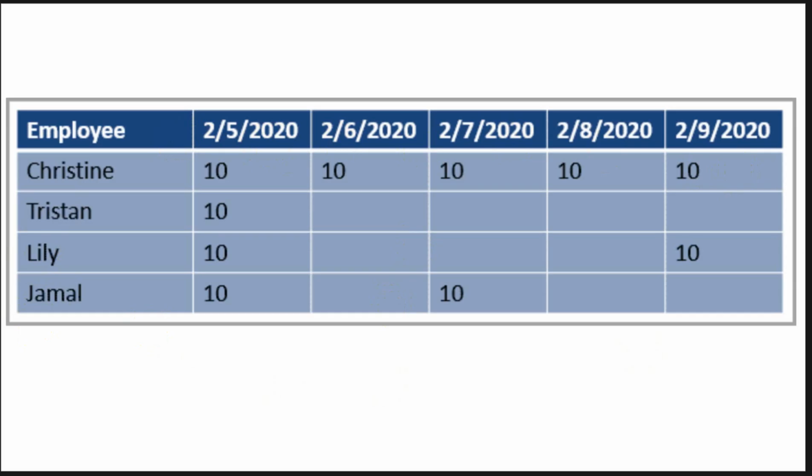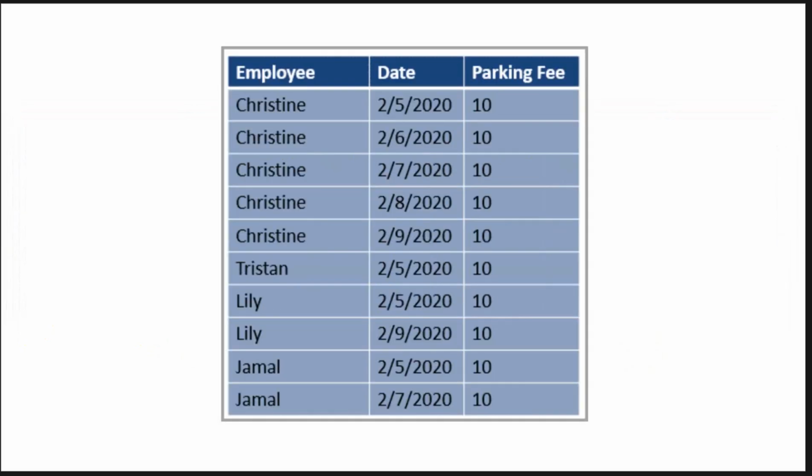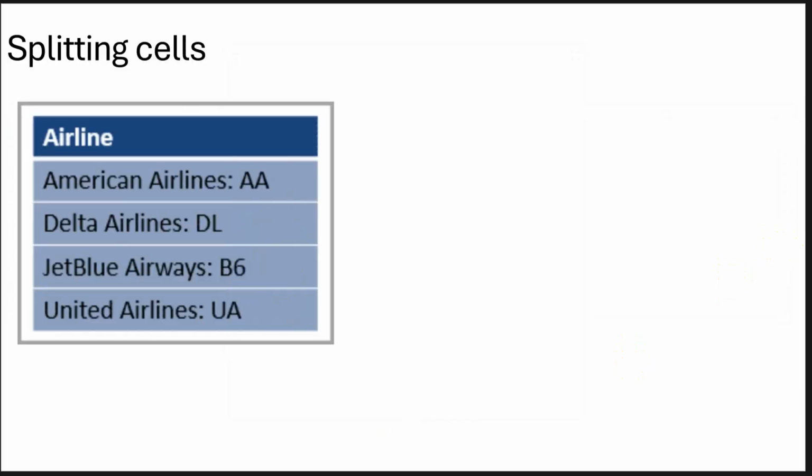But if the cells without a fee are not to be included, then there will be 10 rows, because Christine paid a fee every day, but Tristan only paid a fee on one day. So there's just fewer rows in the output. This is the preferred data structure for working with spreadsheets in Tableau. It meets all the tidy requirements.